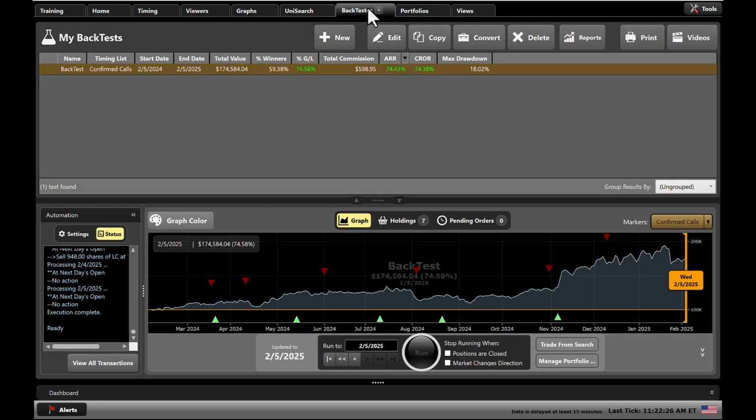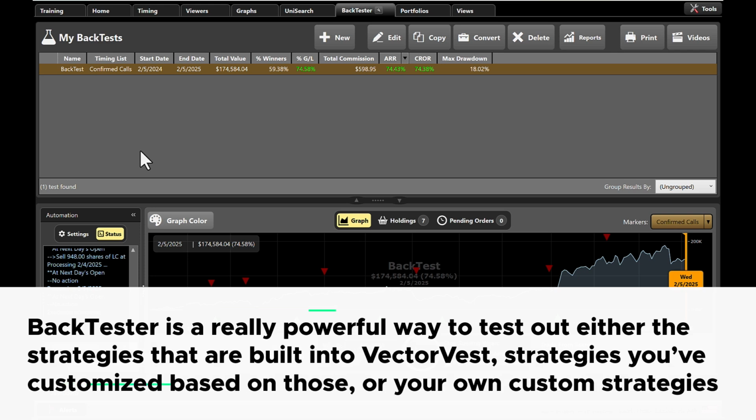The last thing I want to show you in VectorVest is the Backtester. This is a really powerful way to test out either the strategies that are built into VectorVest, strategies you customize based on those, or your own custom strategies.